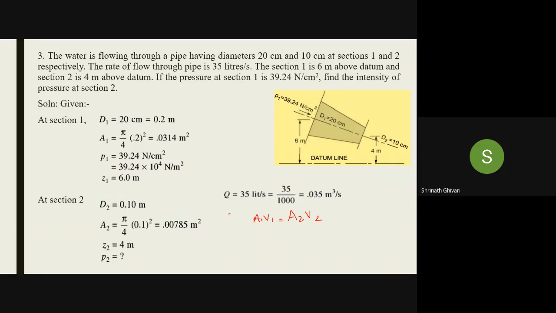Okay. So what I'll do, I'll use Q first to find out the value of A1 V1. Q is 0.035 equal to area A1, which is how much? 0.0314 into V1. So when I divide this or do the simplification, I'll get the value of V1. Same using that, I'll calculate the value of V2. Okay, you have to use the discharge equation.